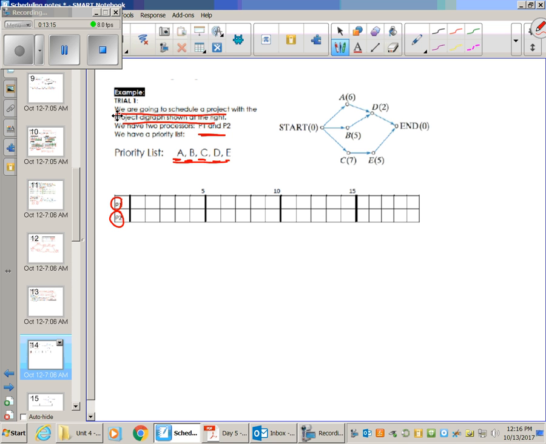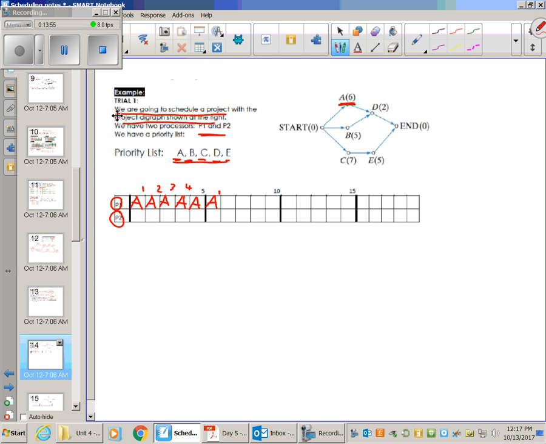A is the first thing I want to do. So I'm going to look at my project diagram. Here's A. We have to ask ourselves, is that ready to be done? The answer is yes, it is ready. We're coming straight from the start. There's no precedence. So I'm going to give task A to processor 1. Each of these boxes represents hours. So processor 1 does A for 6 hours. After the 6-hour mark, he's done working on A because that's A's processing time.